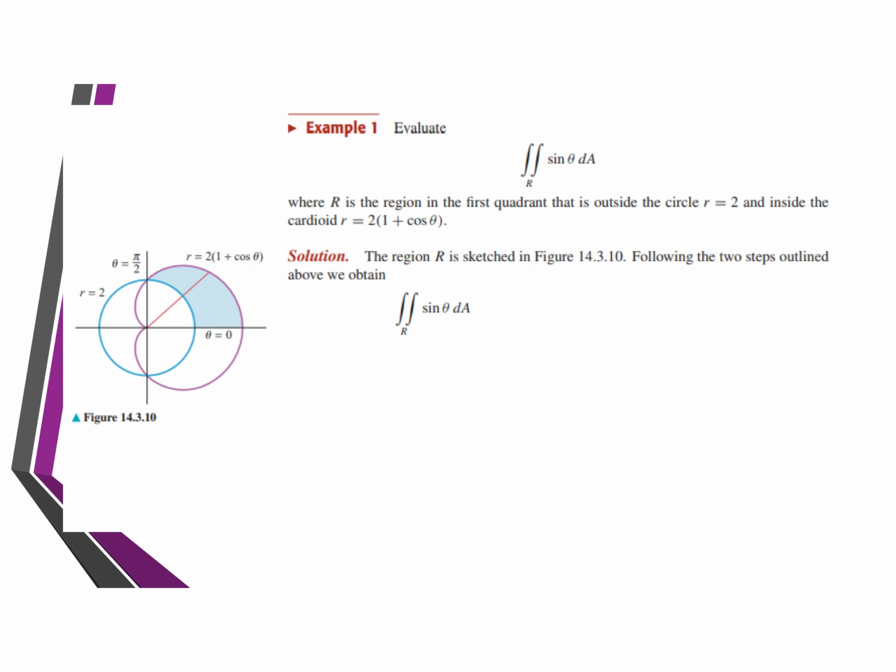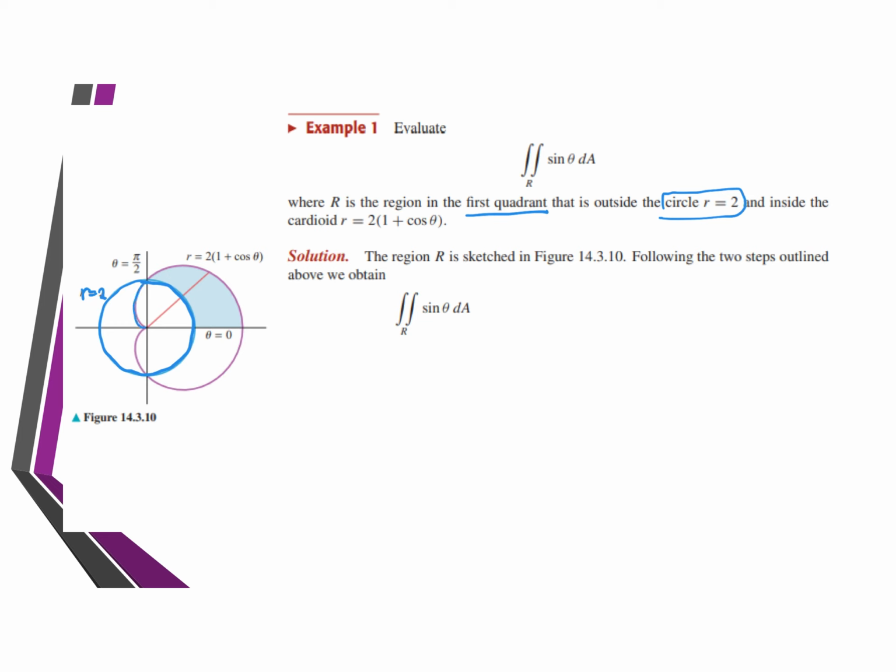Okay, now let's proceed to example 1. Evaluate the double integral of sine theta dA, where R is the region in the first quadrant that is outside the circle r is equal to 2, and inside the quadrant r is equal to 1 plus cos theta. So from here we can draw the circle first, and then the circle, it is said that radius is equal to 2. Next, we draw the quadrant R.